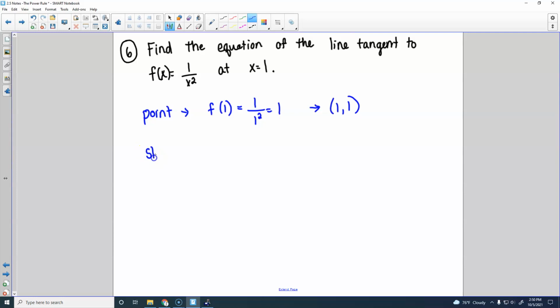Then we need the slope. And here is where we're going to do our derivative. Okay? So slope is derivative. You do not have to do limit definition of a derivative anymore, unless it's one that we can't use the power rule on yet.